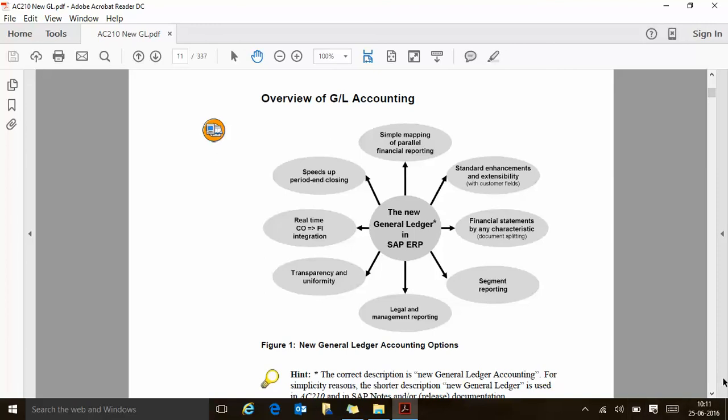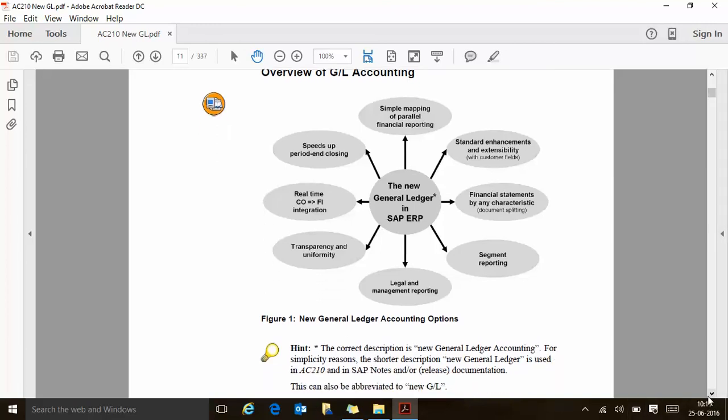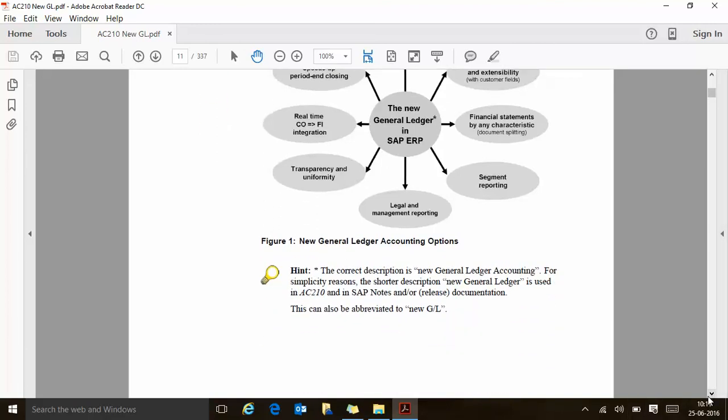Moving on, these are the options which SAP is offering. New GL accounting options are also known as just new GL, which we'll be using in future. So when we say new GL, it will not take the entire name.